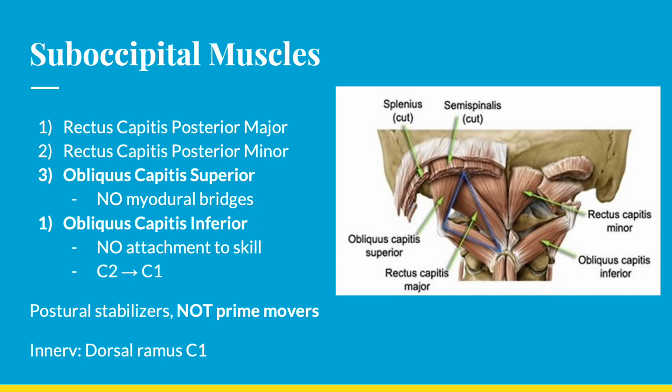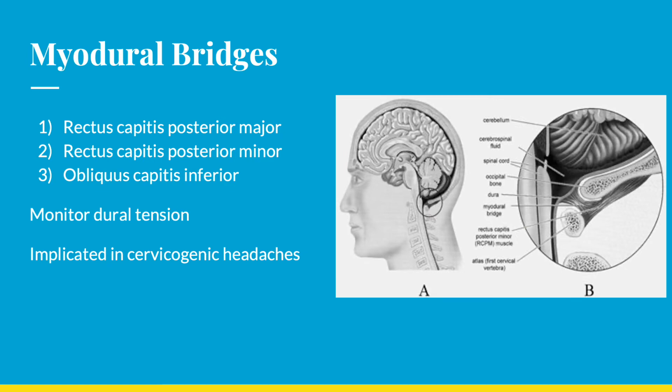Also know about their function. This is often a multiple choice question. They are not prime movers. That is not what they are designed to do. They're small, fine muscles with tons and tons of proprioceptors in them, so they are postural stabilizers. And always good to know, its innervation, dorsal ramus C1, and it's right in that suboccipital triangle.